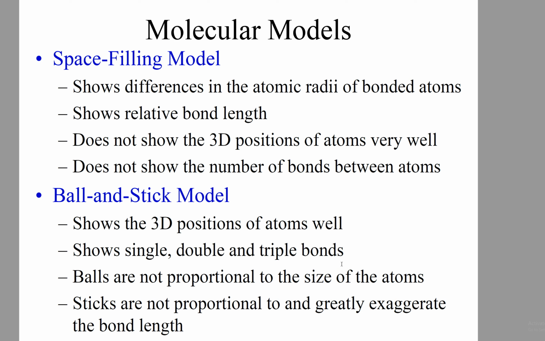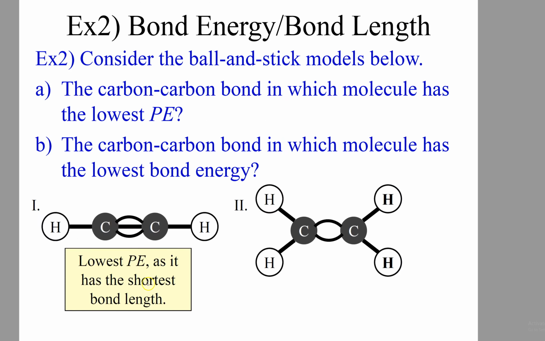Alright, so just to show you guys a little bit about ball and sticks and different ways to represent models. So space filling is what I showed you guys earlier, where you get two balls with different colors. They show relative bond length. It does not show the 3D positions very well. Ball and stick is like the one I showed earlier. You can see double and triple bonds, and they usually are not proportional and greatly exaggerated to show that.